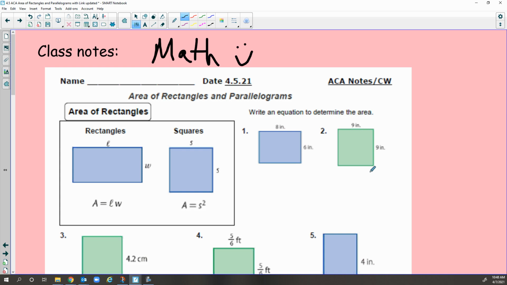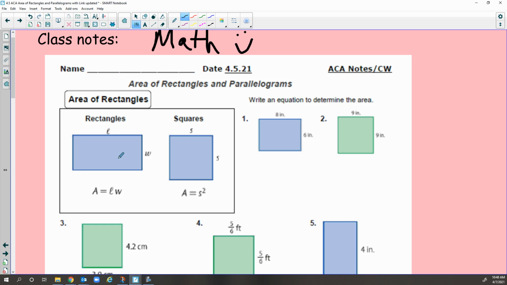Hello, YouTube. Today we are going to talk about area of rectangles and parallelograms. The cool thing is you already know how to do the area of rectangles and squares. All we have to do is take our length times our width. So that's the long side times the short side. In a square, it's just side times side, and as we learned this year, we can use an exponent to show that as side squared.